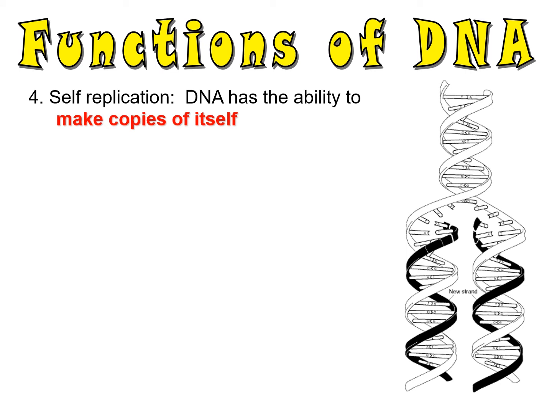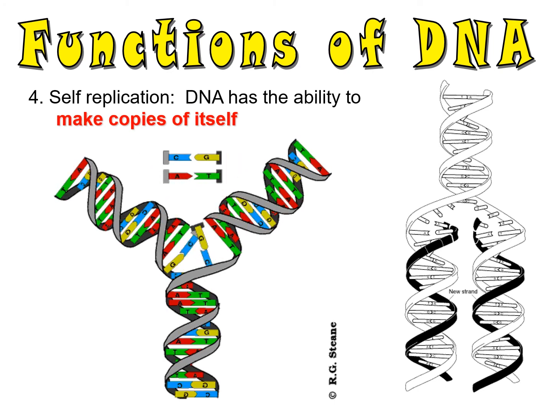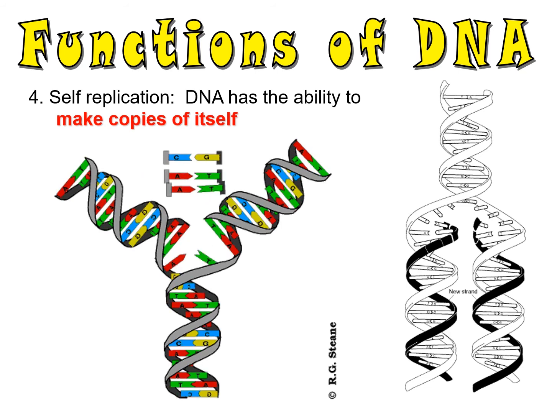Function number 4. Self-replication. DNA has the ability to make copies of itself. Yes, DNA replicates itself. So this is an example of it. You have the four nitrogenous bases. You have the first pair C and G, and you have the second pair A and T. Okay, so we have the so-called DNA replication process wherein a single DNA, as you can see in the illustration on the right, unzips itself to allow the new strand to be created and results in DNA replication.